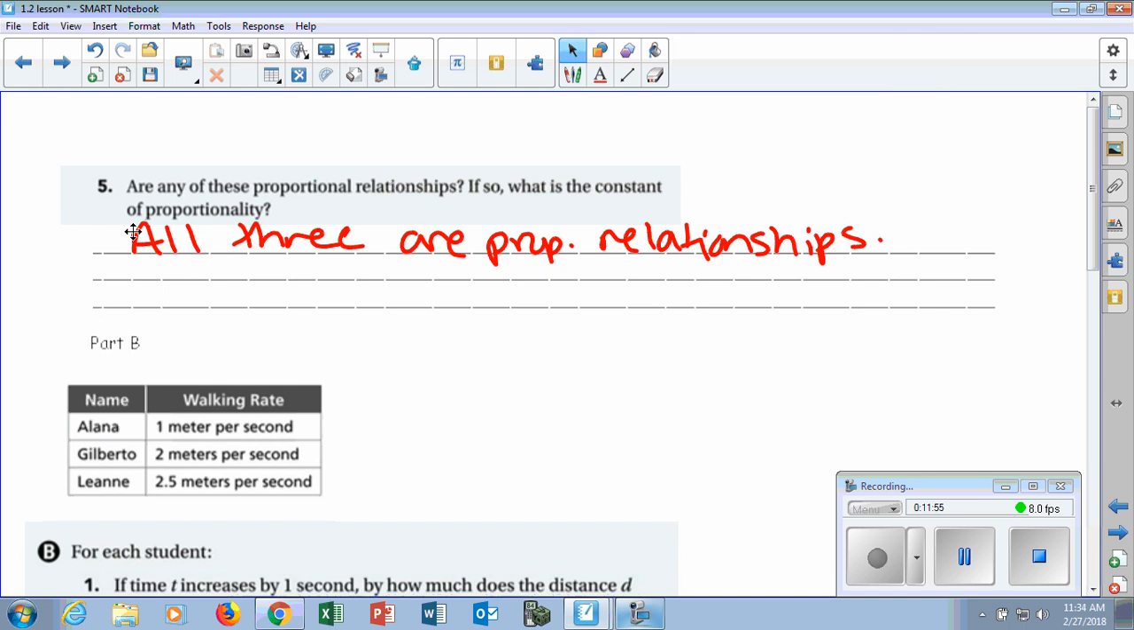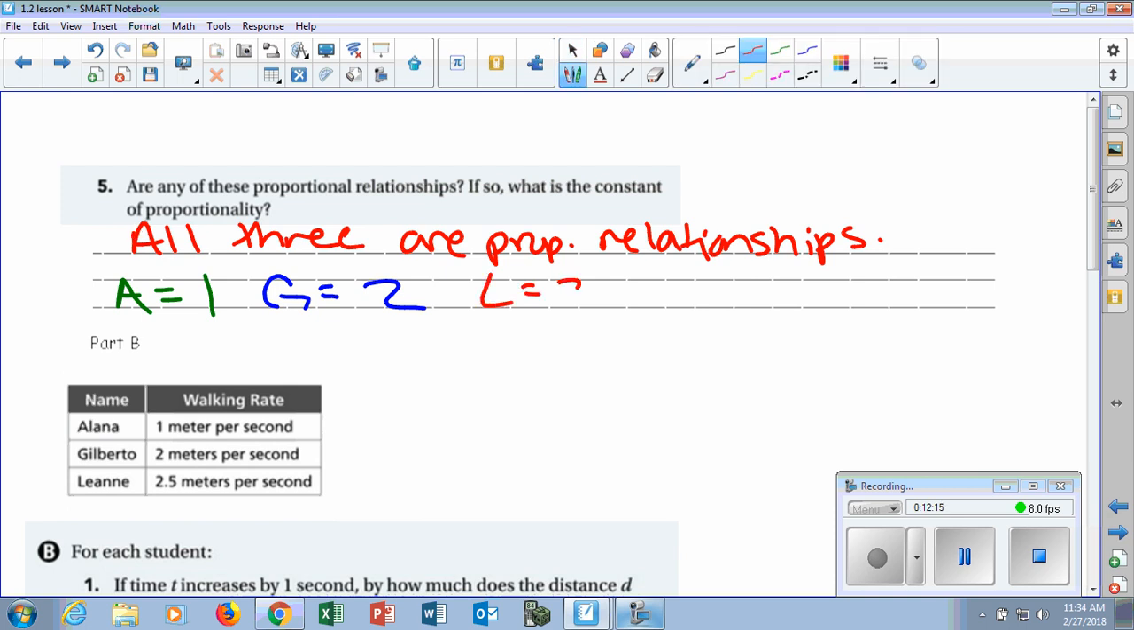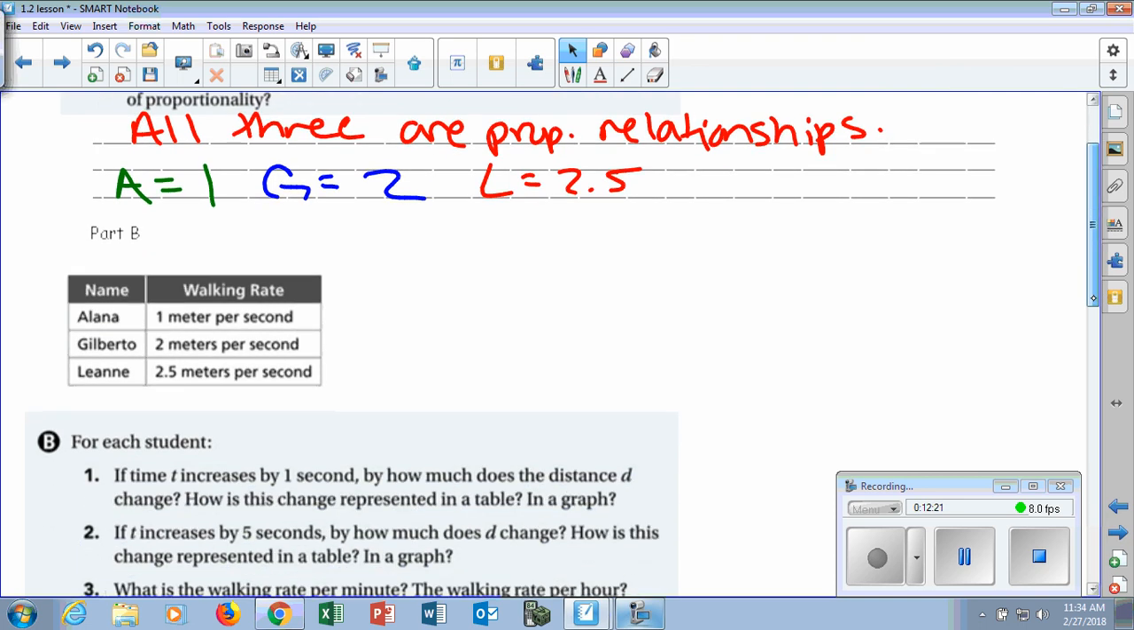Now let's specify what each person's constant is. For Elena, her constant is 1. Every second, she goes 1 meter. Gilberto, he is 2. And for Leanne, every second she goes 2.5 meters. So those are their constants, their constant rate, their walking rate.